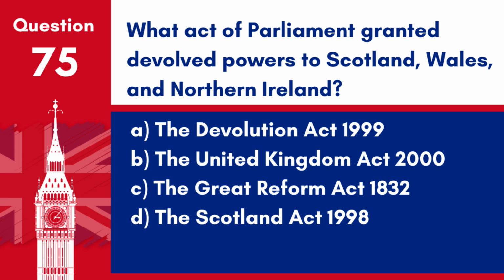Question 75. What Act of Parliament granted devolved powers to Scotland, Wales and Northern Ireland? A. The Devolution Act 1999. B. The United Kingdom Act 2000. C. The Great Reform Act 1832. D. The Scotland Act 1998. Answer: D. The Scotland Act 1998. The Scotland Act 1998 granted devolved powers to Scotland. Similar acts were passed for Wales and Northern Ireland.